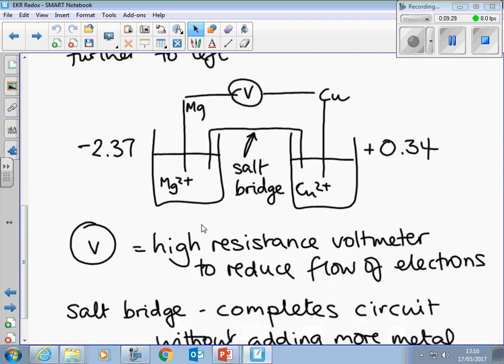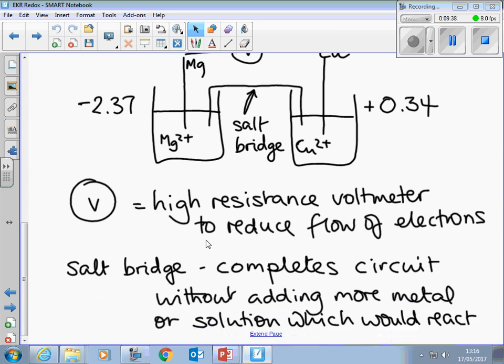So this setup between magnesium and copper, I think I built that one up gradually to just explain the parts of it, things like the voltmeter and the salt bridge in there, so they're going to be part of what you do later.